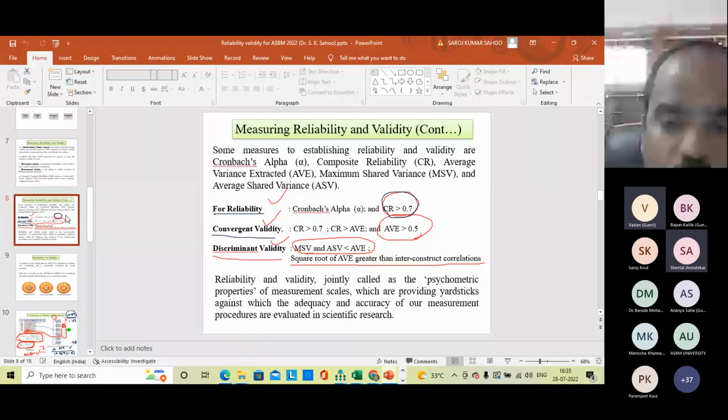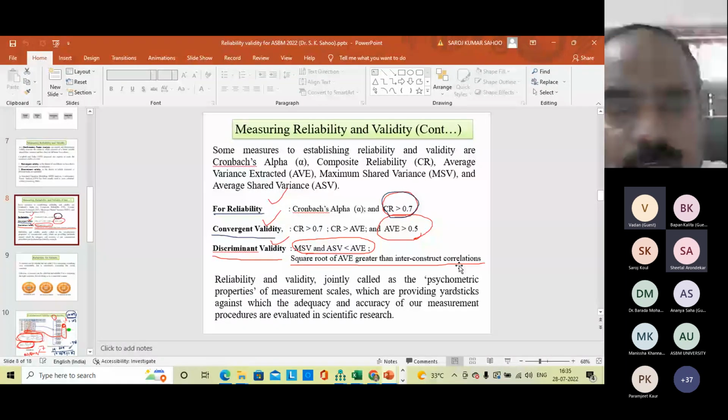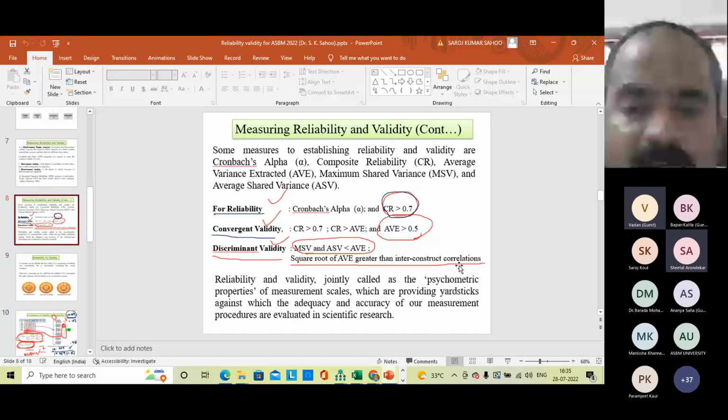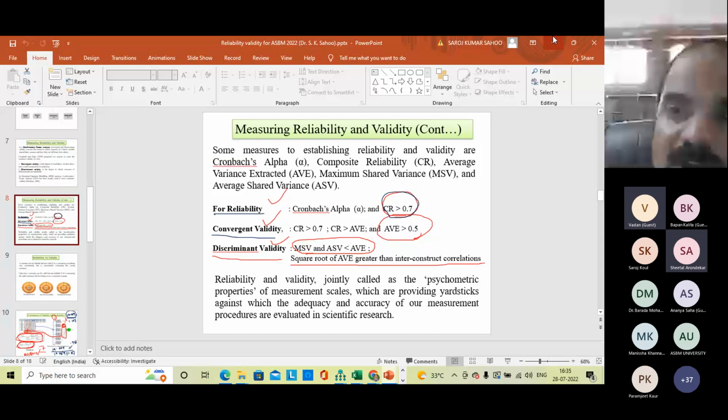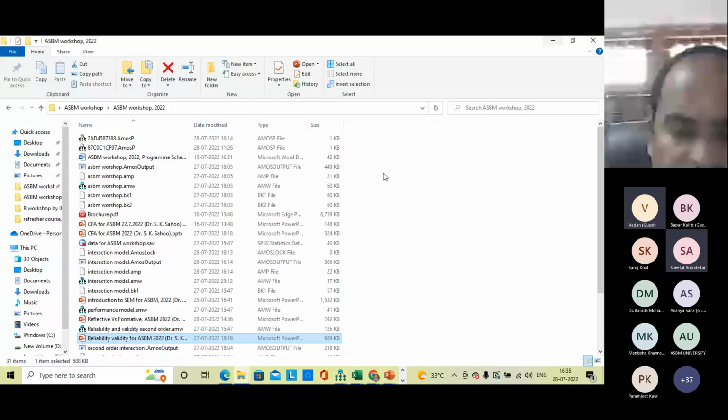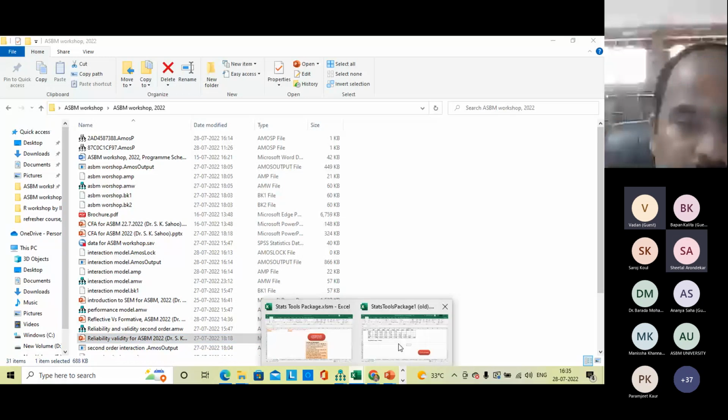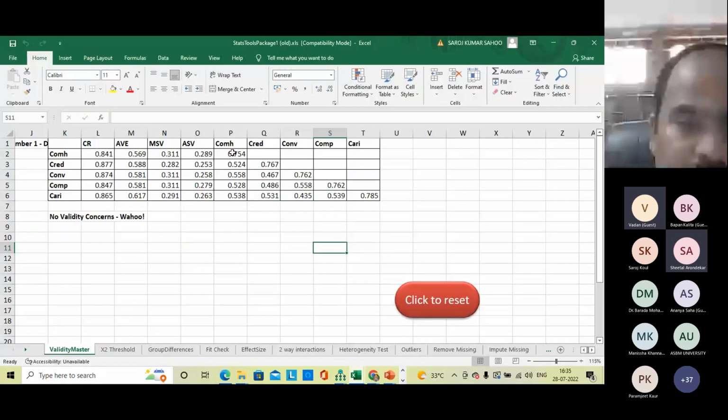The square root of AVE is greater than the interconstruct correlation. The diagonal values are the square root of AVE, and the off diagonal values are interconstruct correlations. Now go to the Excel sheet. See the off diagonal values of this matrix.